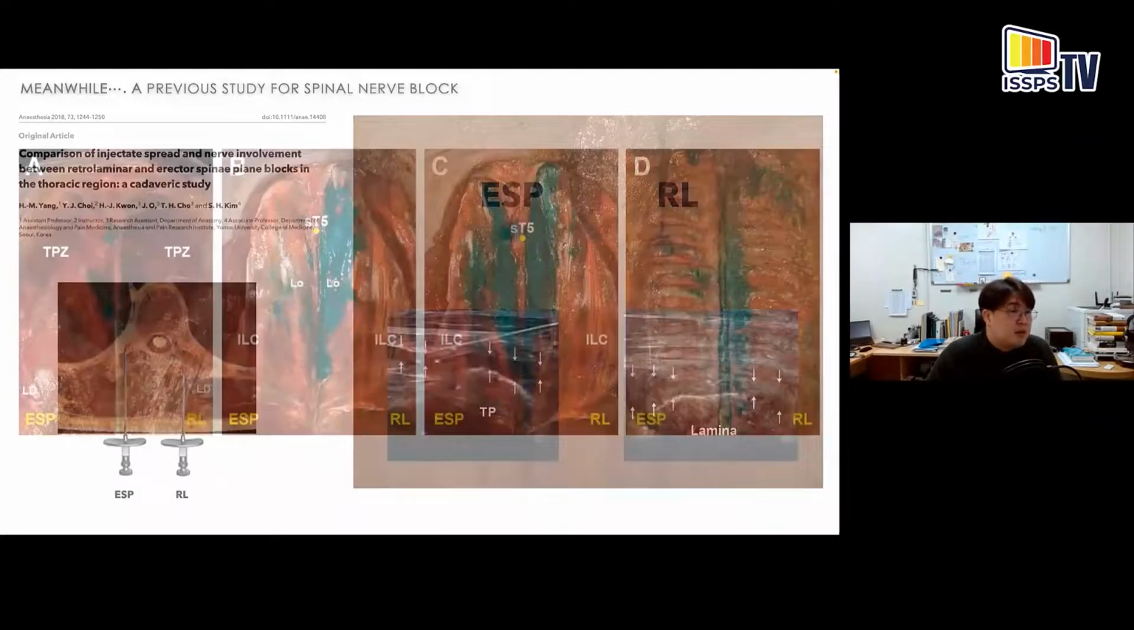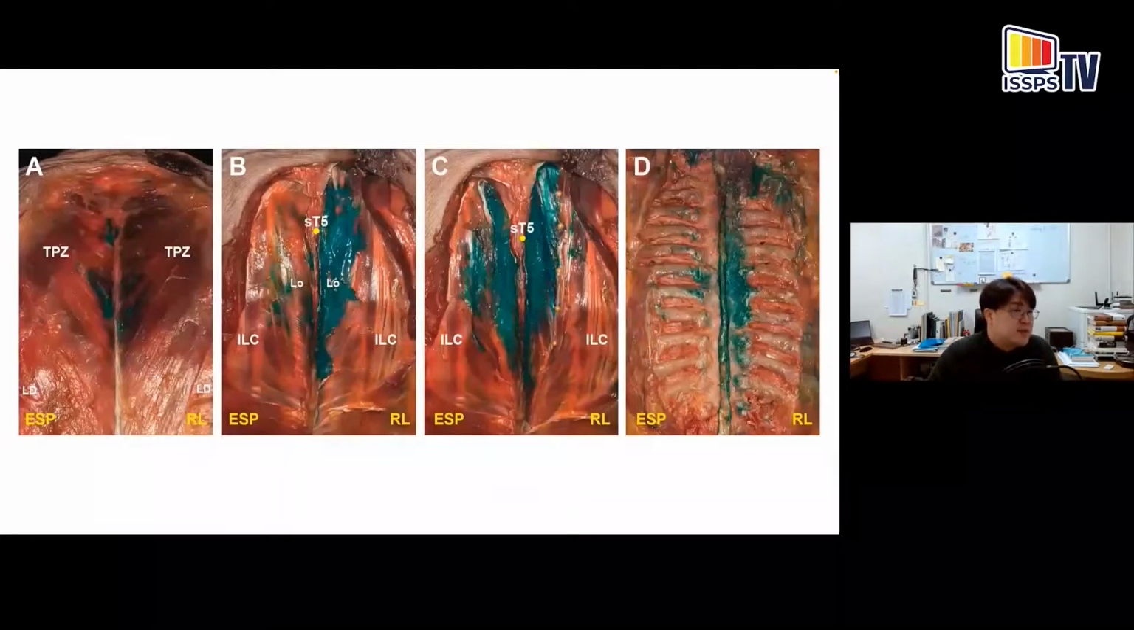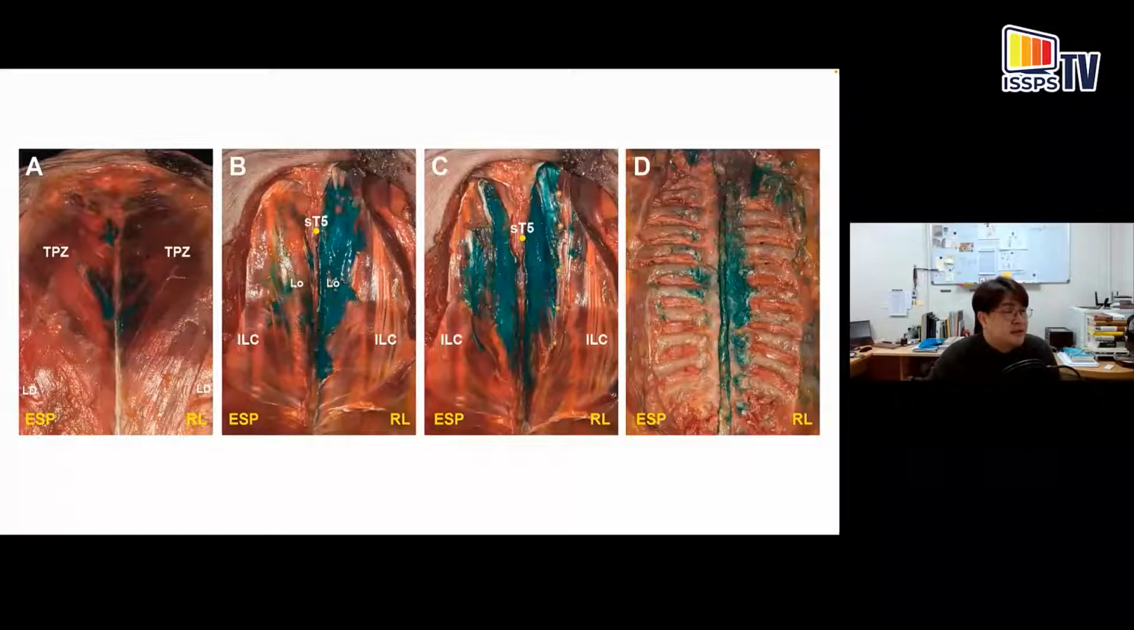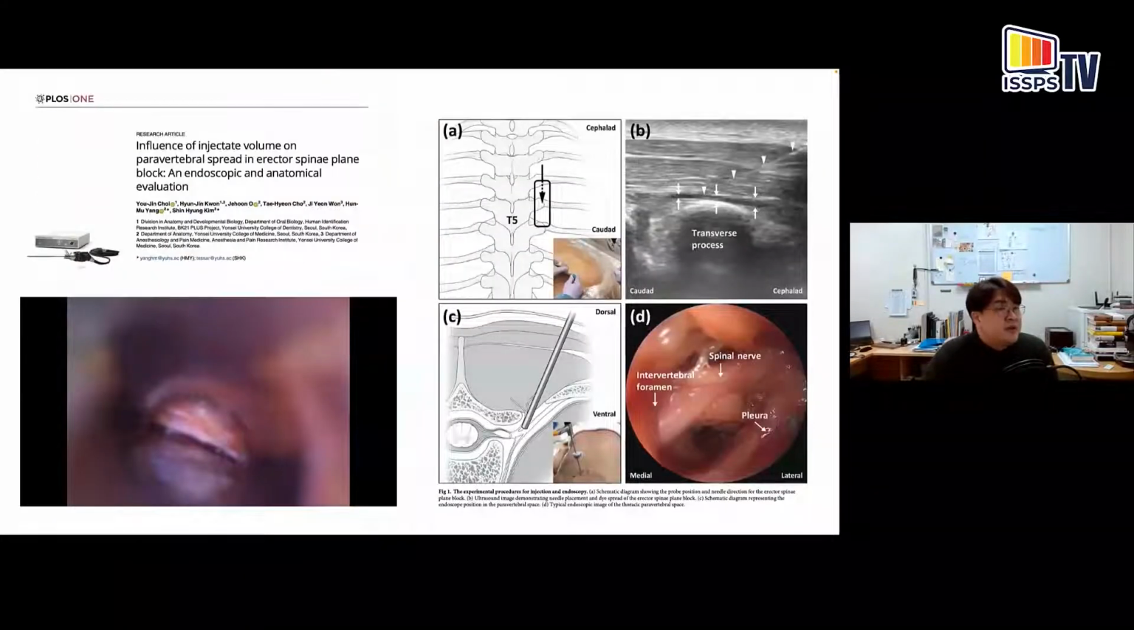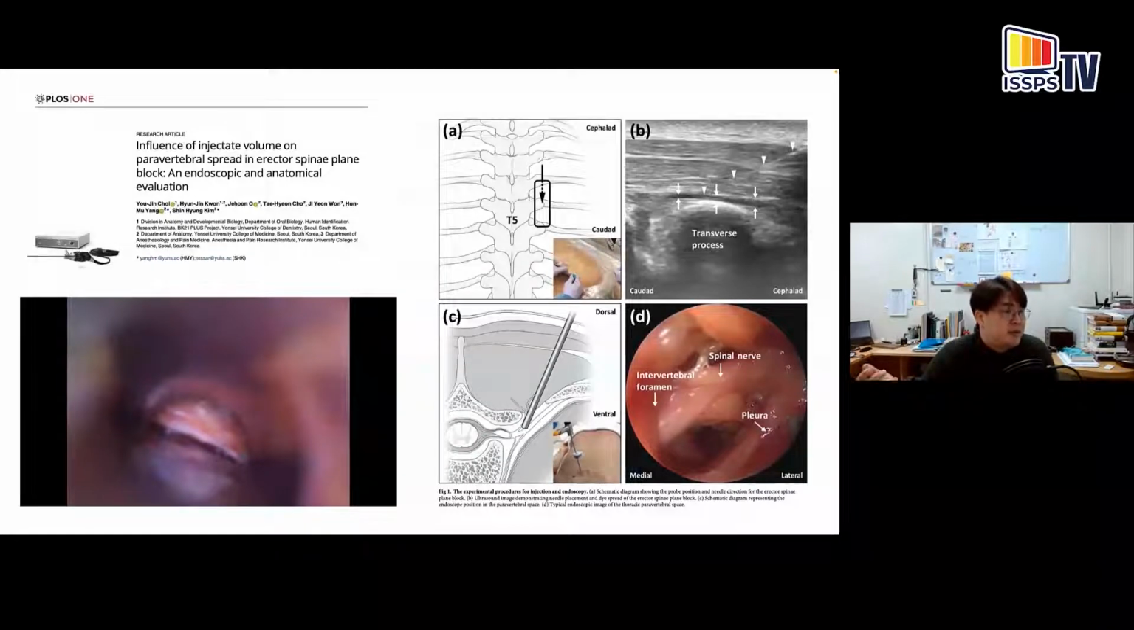After that, the back muscles were dissected. We observed the fascial spreading in the back muscles in both techniques. The involvement of the thoracic nerve was also investigated. Although ESP blocks had a slightly larger number of stained thoracic nerves, both techniques revealed limited spreading to the PVS, with posterior spreading to the back muscles. Agent delivery to the PVS would be a common anatomical principle of spinal nerve block.